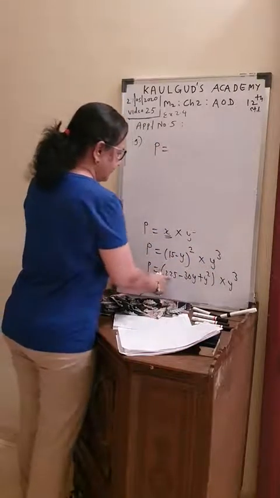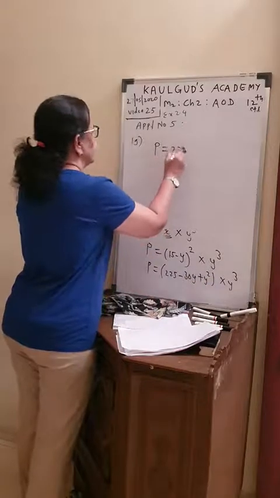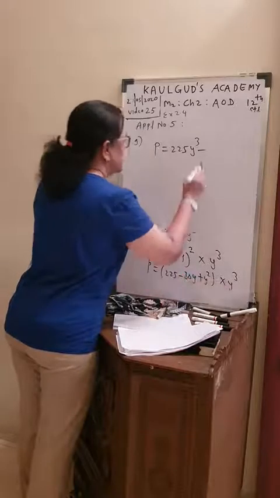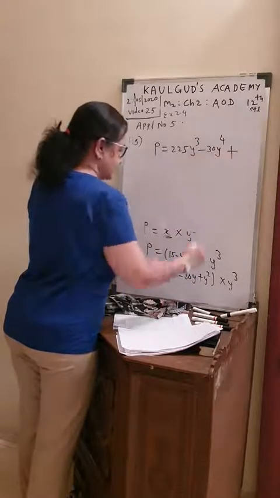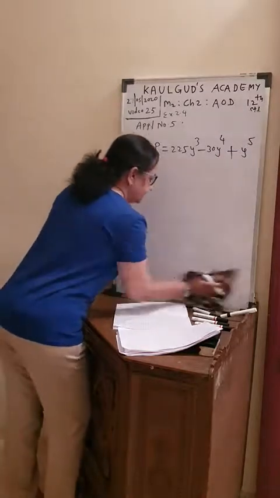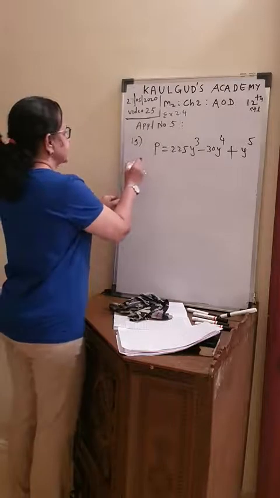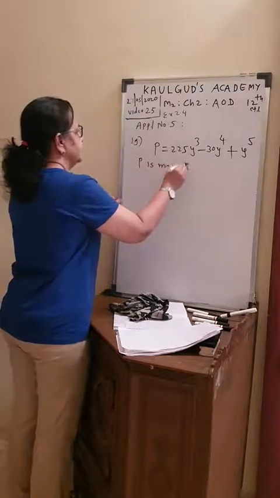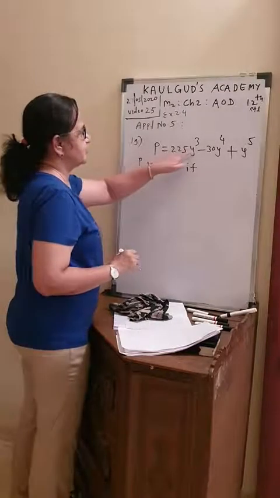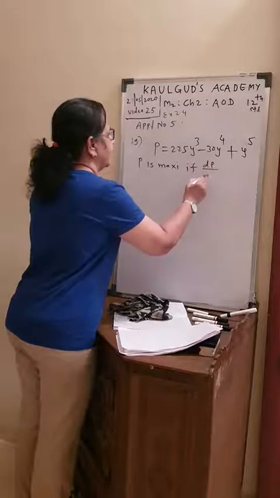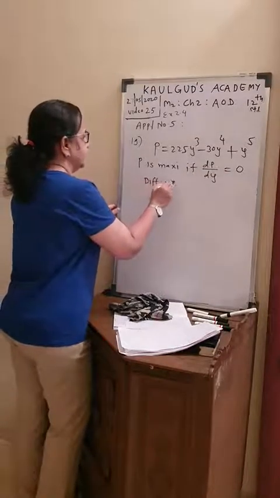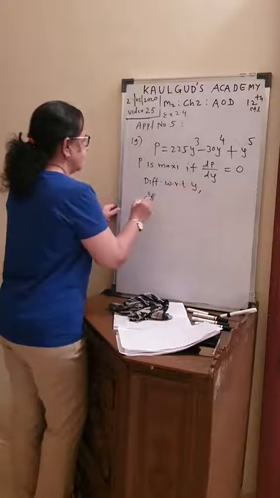Open it out. 225 into y cube, so 225 y cube minus 30y into y cube, so 30y raised to 4, plus y square into y cube, y raised to 5. So now p is maximum if derivative is 0. Which derivative? Derivative of p with respect to y. So dp by dy will be 0. Differentiating with respect to y, what do I get? dp by dy.